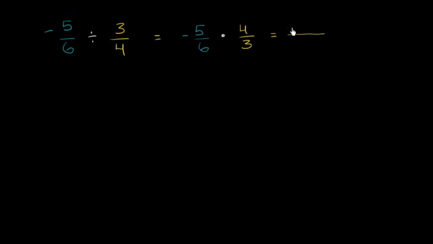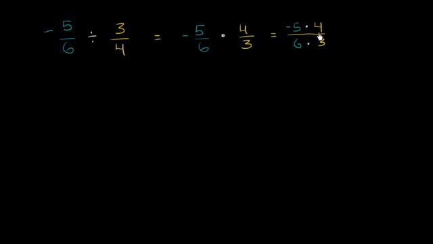So we're going to multiply negative 5 times 4. I'll give the negative sign to the 5 there. So negative 5 times 4. Let me do 4 in that yellow color. And then the denominator is 6 times 3. 6 times 3. Now in the numerator here, you see we have a negative number.